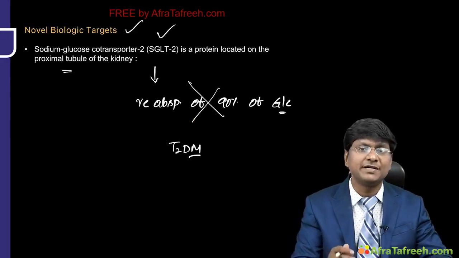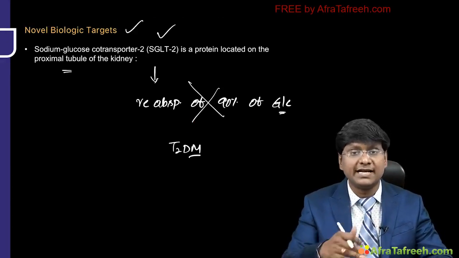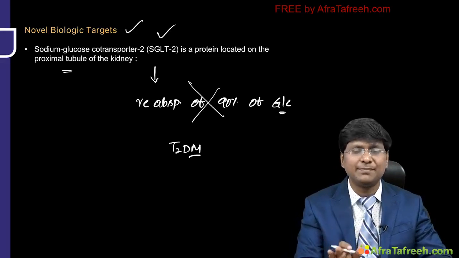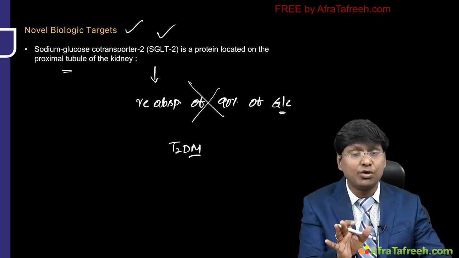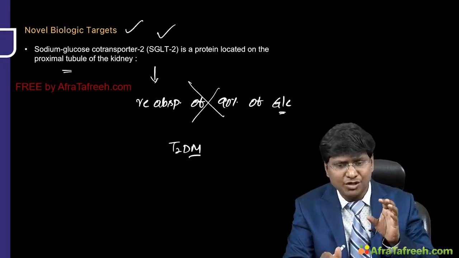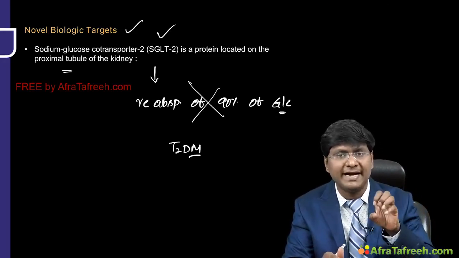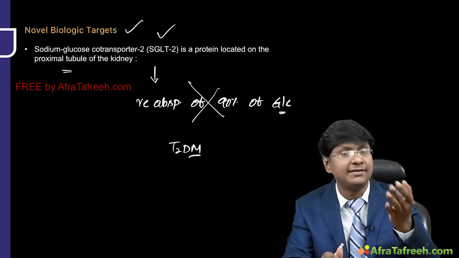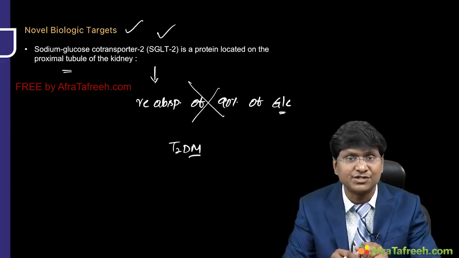So in type 2 diabetes mellitus, the advantage of the glycosuric effect will be helpful. But the problem with this group of drugs is they are more prone to the development of urinary tract infection. Why? Because with more and more glycosuria, more and more bacteria are attracted into the urinary tract, causing more urinary tract infection.